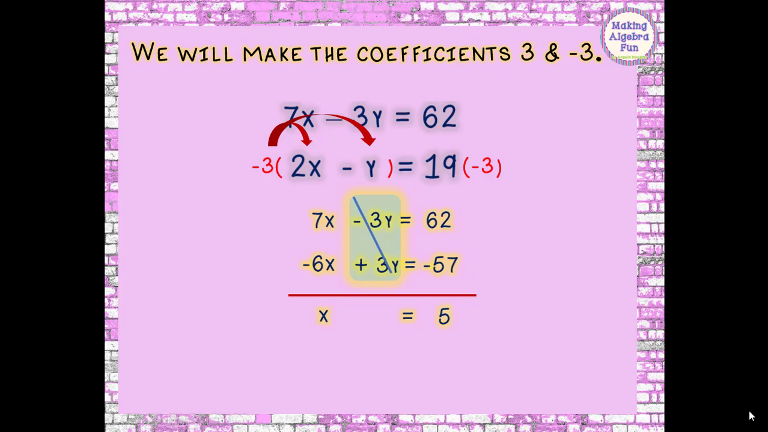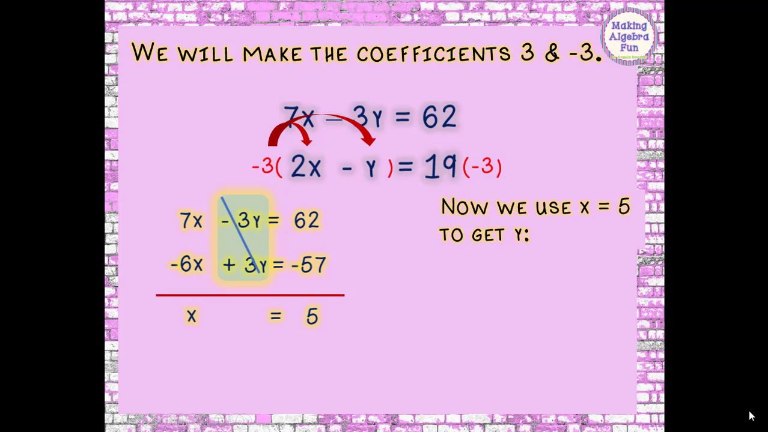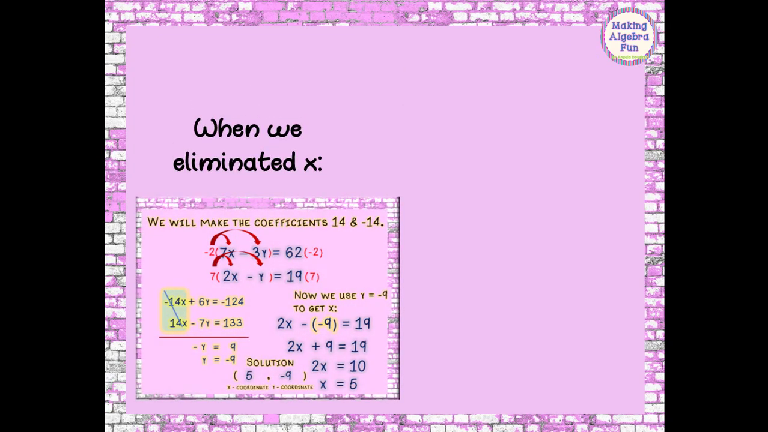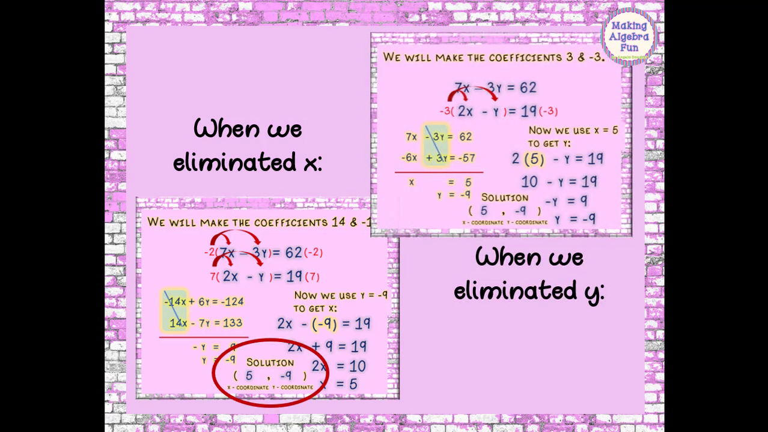So now I take that 5 and I use it to get y. I'm going to pick the bottom equation here. I'm going to make the x equal 5, and I'm going to solve this for y. Subtract 10 from both sides and divide by negative 1. And so my solution is 5, negative 9. Now just to recap, when we eliminated x, we got the solution 5, negative 9. And when we eliminated y, we got the solution 5, negative 9. So it doesn't matter which one you choose to eliminate. Sometimes it's easier to do one over the other. That's your choice. So that's the elimination method.